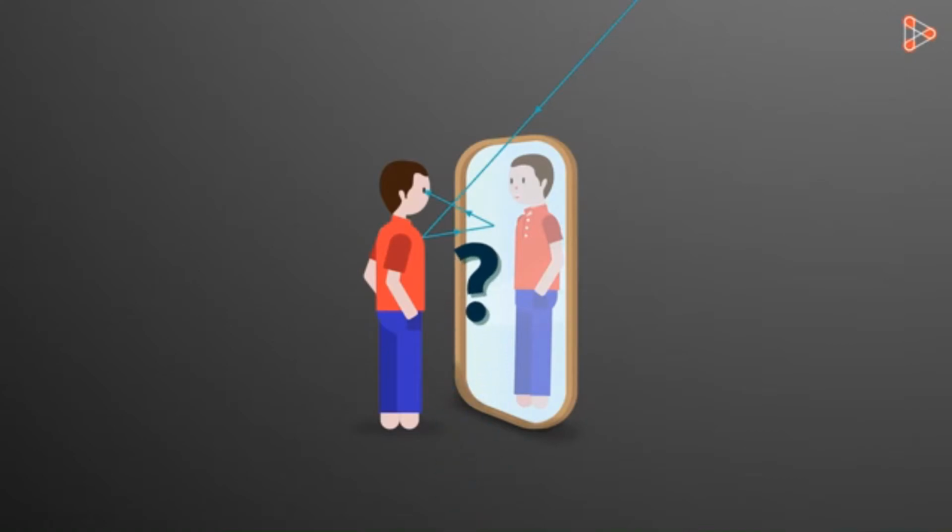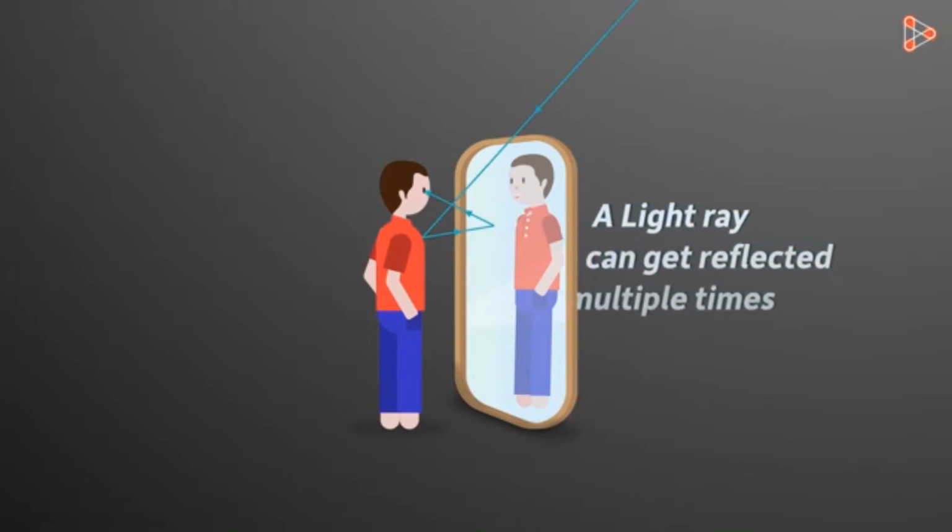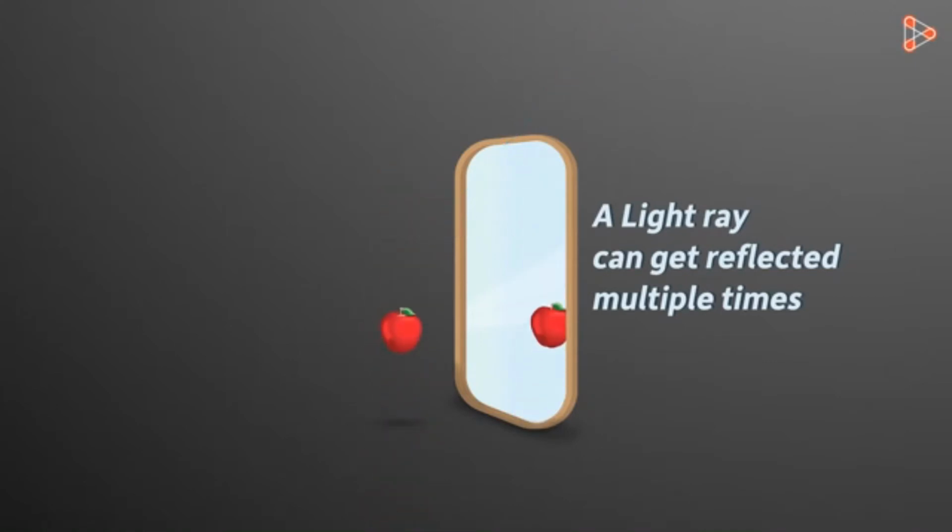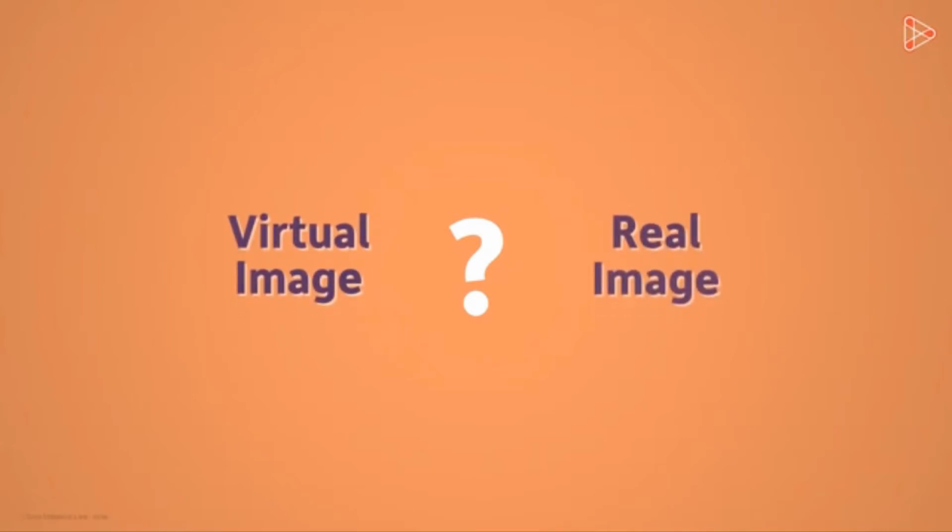So what does this tell us? Yes, this tells us that a light ray can get reflected multiple times. The same thing happens for every other non-luminous object as well. If you remember, my initial goal was to explain what virtual and real images are. Let me ask you a question.